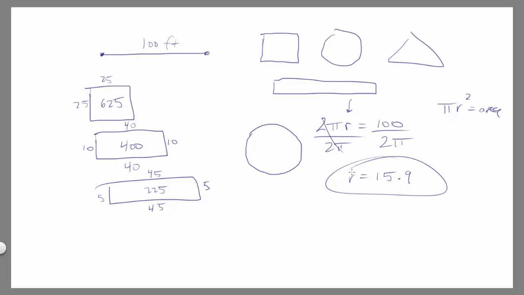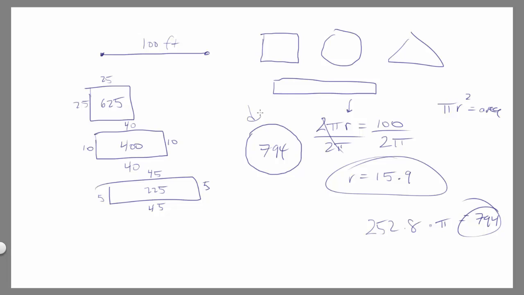So 15.9 squared is approximately 252.8. So that's the r squared. And if we multiply that by pi, we get about 794. 794.